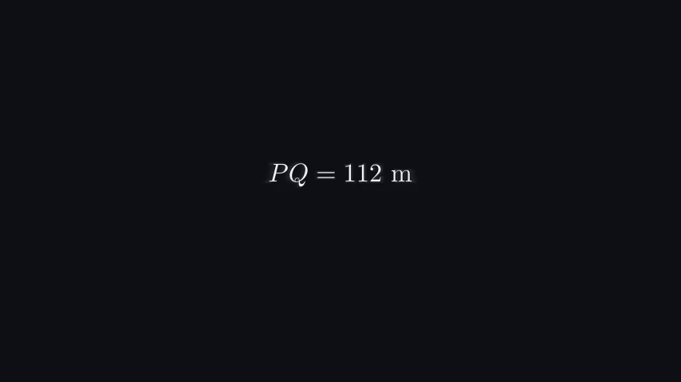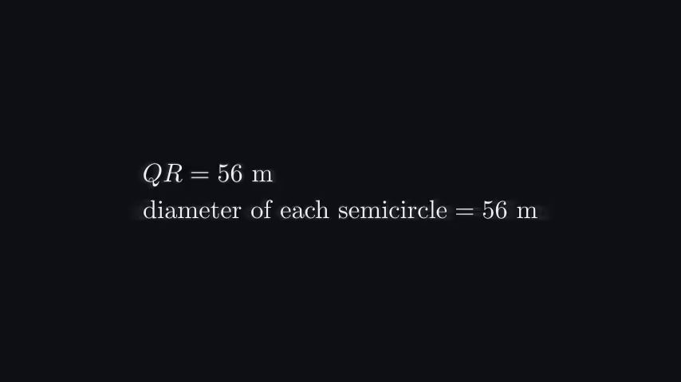PQ equals 112 meters. SR equals 112 meters. QR equals 56 meters. Diameter of each semicircle equals 56 meters.